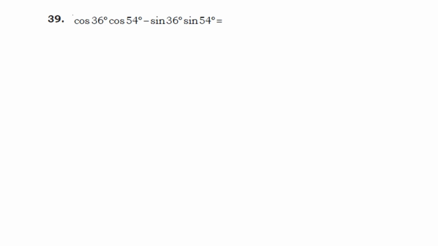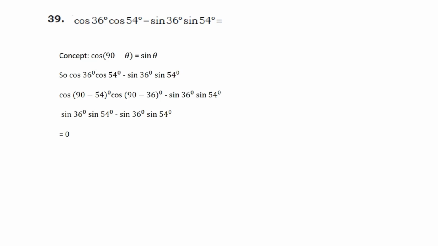Next question. Cos 36 degrees into cos 54 degrees minus sin 36 degrees into sin 54 degrees. Here also you can sense one thing, as 36 plus 54 totals 90 degrees. So it's simple, the concept is cos (90 minus theta) equals sin theta. So convert both cos values into sin. Cos 36 means cos (90 minus 54), and cos 54 means cos (90 minus 36). So both can be converted into sin 54 and sin 36. Again minus sin 36 sin 54. So everything cancels out and the value is 0.